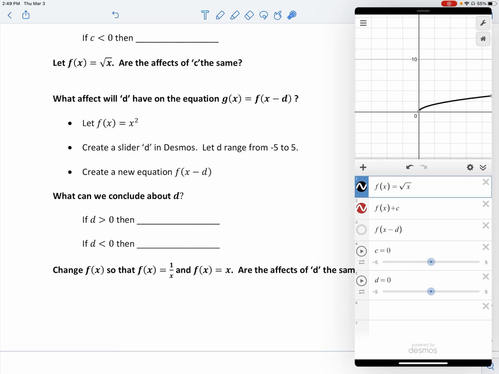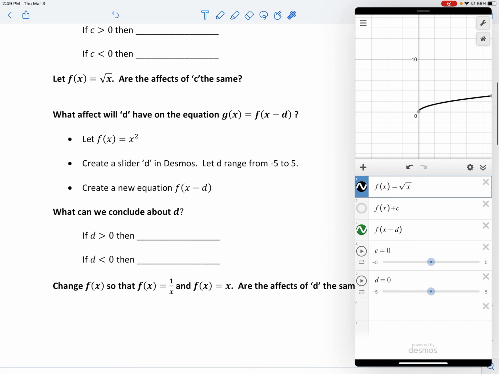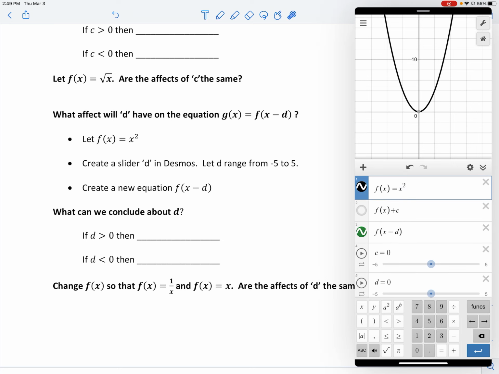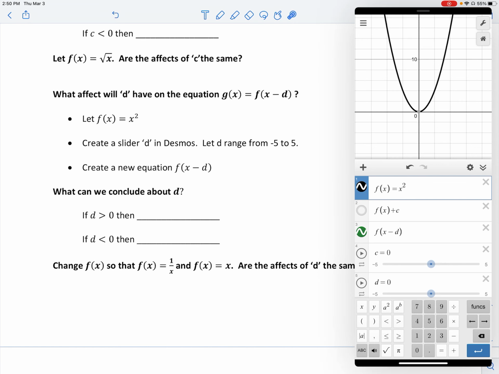You can turn this one off here, and then turn this one on here. We'd also like to go back to our regular function x squared, so we'll type in x squared. Now we're looking at what happens when we subtract d from x inside the function. Our base function is x squared, and now we're going to be subtracting a parameter d, which can range from -5 to 5, inside for x. Basically we're creating this new function.